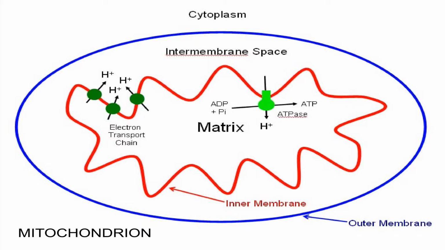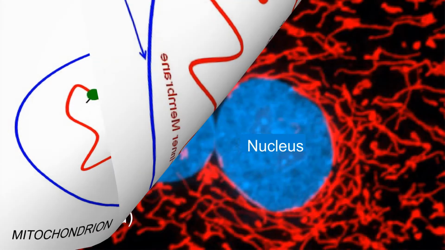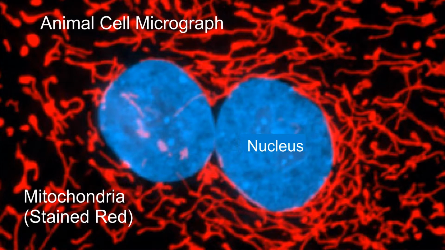The primary job of the mitochondria is to produce adenosine triphosphate, ATP, which is the molecule that carries energy for the synthesis of proteins and membranes, movement of the cell, and cellular division, etc. Cells are full of mitochondria. This is a microphotograph of a cell showing the nucleus, blue, and mitochondria stained red.